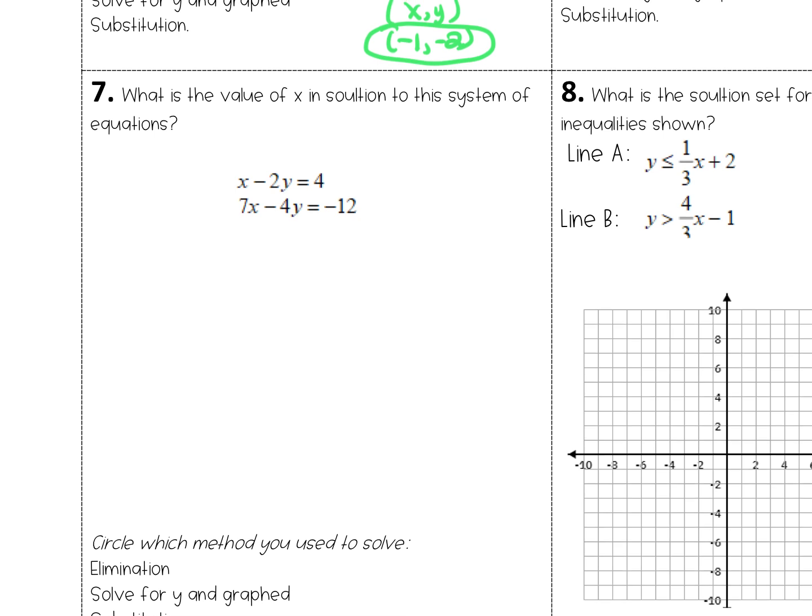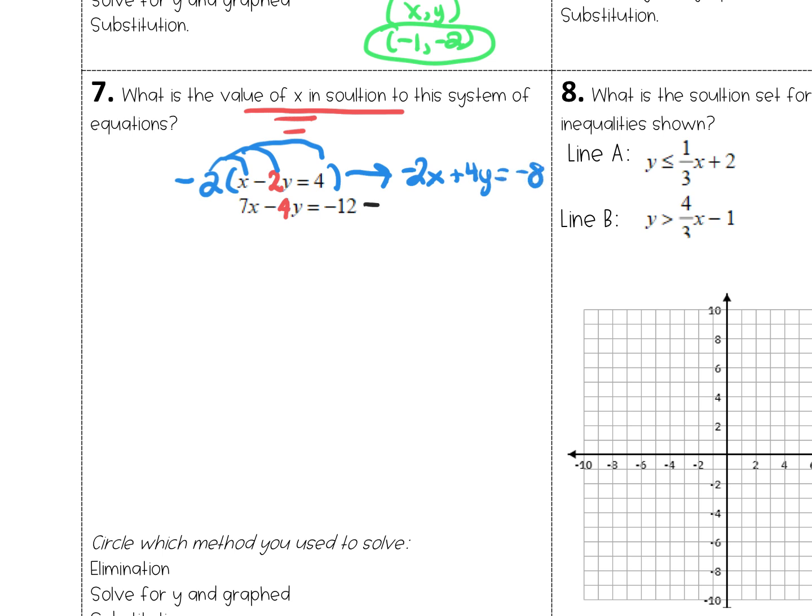The next problem says, what is the value of x? Please make sure you read, make sure you give them what they want. This one wants the x value only. So if I want to find the x value, I should probably eliminate the y. So if you look, I have a -2 and a -4. Those numbers aren't the same. But I can multiply this top equation by a 2 and make the 2 become a 4, but they both are negative. So I want to multiply by a -2. So that -2 gets distributed into everyone. You get -2x plus 4y equals -8.